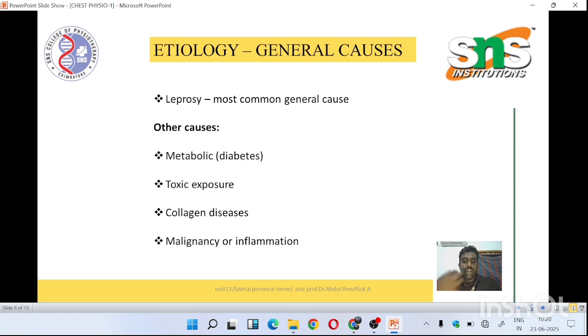Etiology. What is the etiology? The causes are general and local. Now let us talk about the causes. General causes include leprosy, diabetes, toxins, autoimmune disease, tumors. Yes, leprosy is still a major cause in some regions. The local causes can occur at multiple levels: spine, disc prolapse, tumors, hip dislocations and fractures, knee lateral condylar fracture, dislocations, cast, surgical complications like TKR.